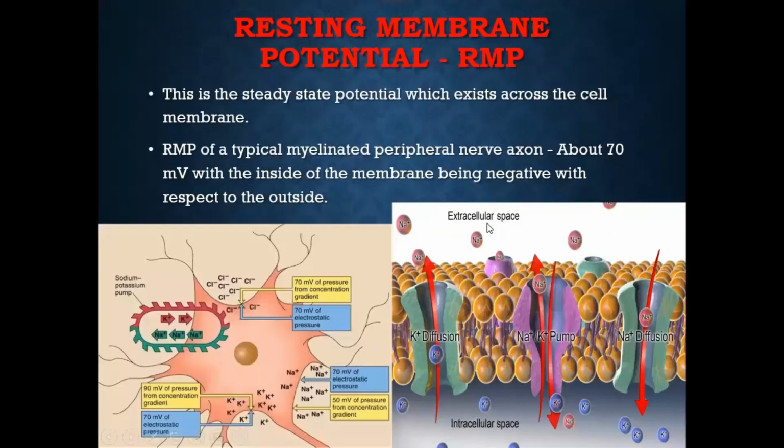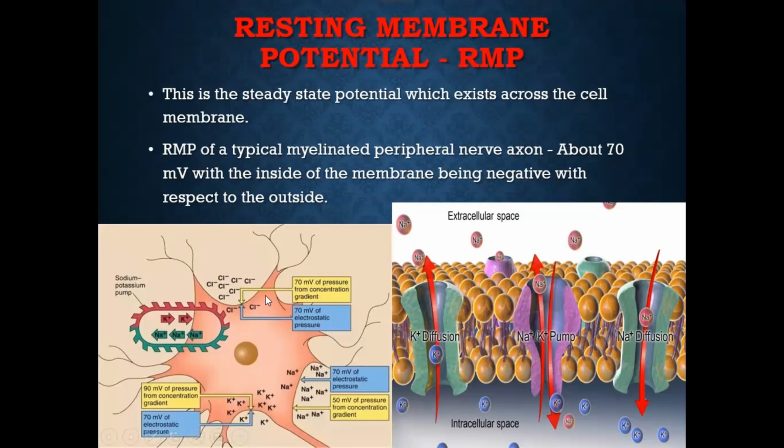So what is the importance of it? It comes to resting membrane potential. So if you look at it, this is the axon membrane, right? As I mentioned, sodium is more outside, potassium is more inside. The resting membrane potential is a steady state potential which exists across the cell membrane. The resting membrane potential of a typical myelinated peripheral nerve axon is negative 70 millivolts, with the inside of the membrane being negative with respect to the outside.